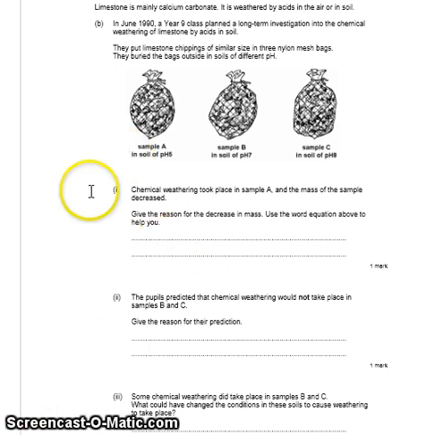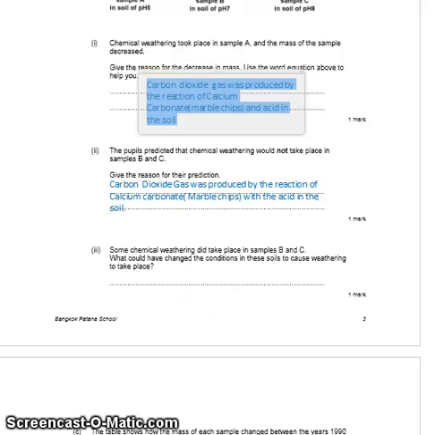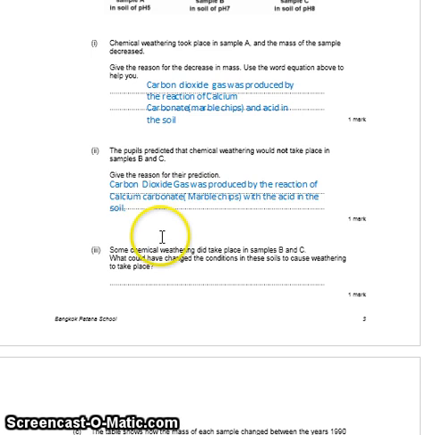Okay, so looking at the question just again before we write the answer down. Chemical weathering took place in sample A. The mass of the sample decreased. So why did the mass of the sample decrease? What happened? Why would it go down? What did we lose? Okay, so carbon dioxide gas is produced by the reaction of calcium carbonate, marble chips, or calcium carbonate or marble chips, same thing, in acid in the soil. I've put that answer in twice by mistake, just take that one out.